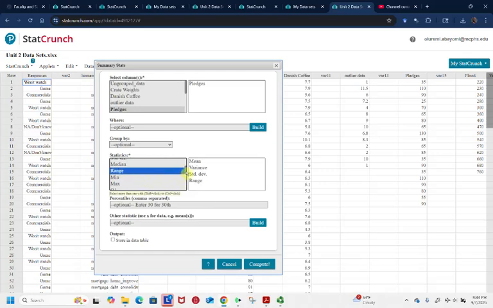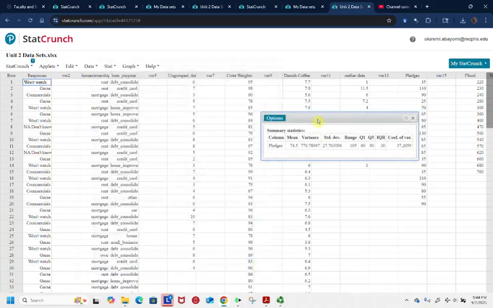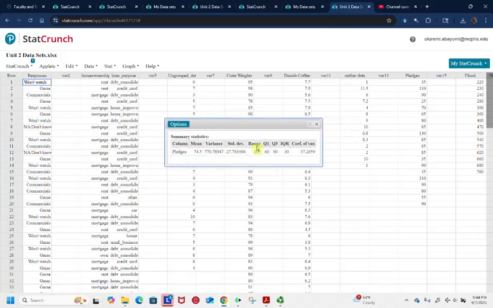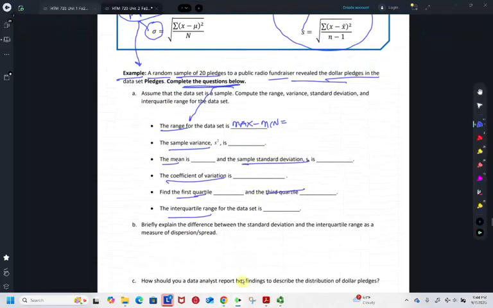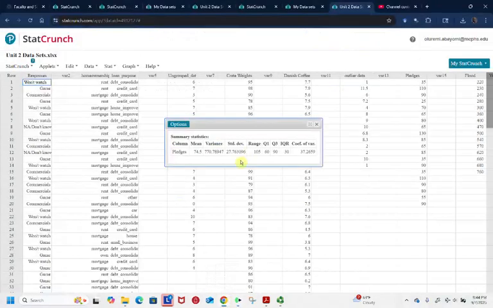I would also like to drag this down, get the first quartile, the third quartile. I like to get the interquartile range and the coefficient of variation. And if I like, even the mode. But for now, let me compute that. So I have all the summary statistics here. So for the range, I have 105, which is computed as 130 minus 25. So all of the values I want in the question, I have computed here in StatCrunch.